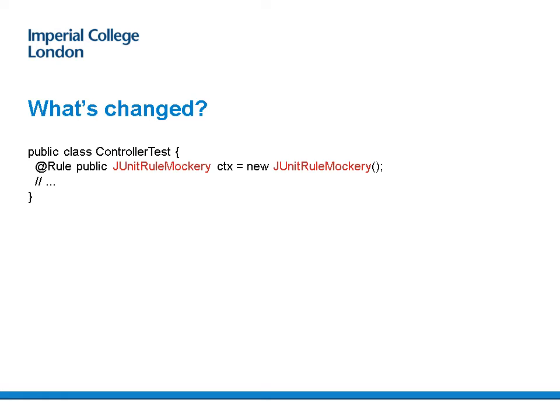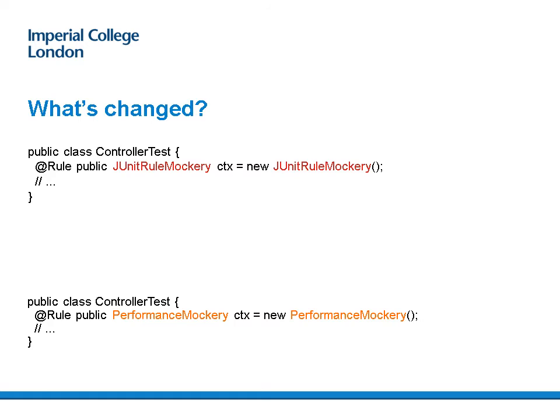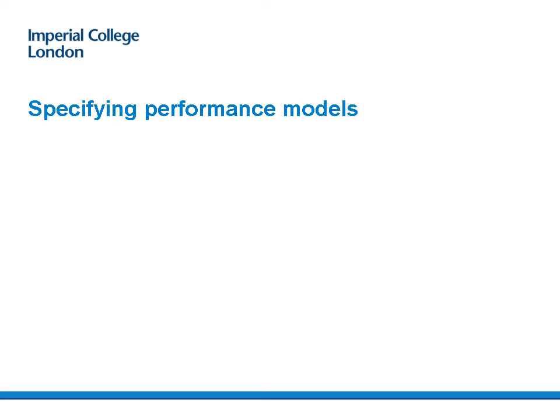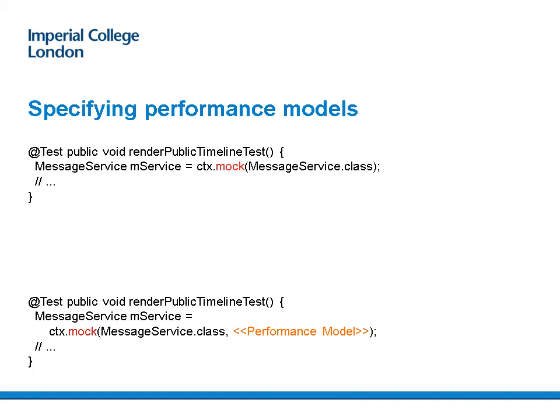So in our original unit test, we have a mock grid object, which is a factory for making mocks. We simply replace this with something called a performance mock grid, and it's a simple drop-in replacement. Originally, we used the mock object. We pass in an interface that we want to make a mock of. And perfmock adds a second optional parameter that allows you to specify a performance model for this particular mock.